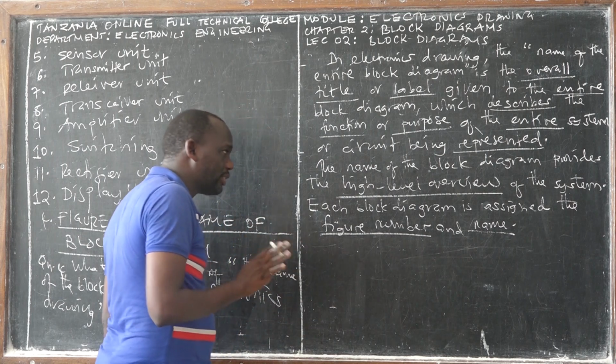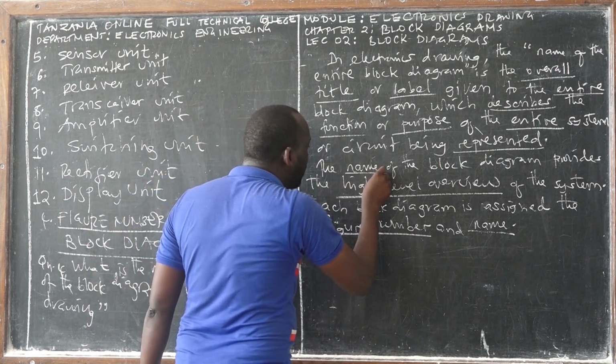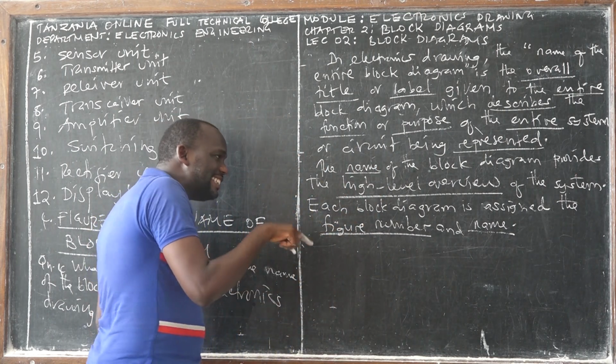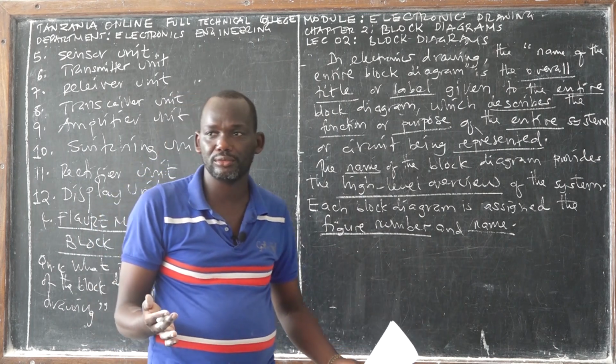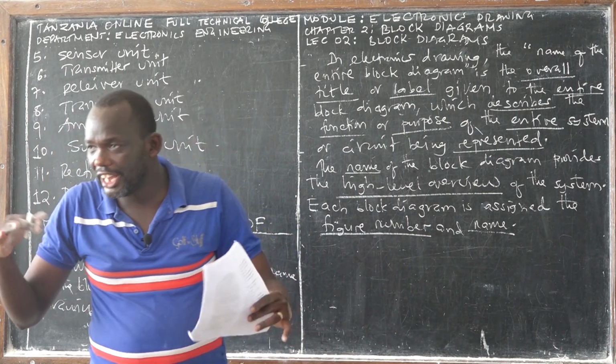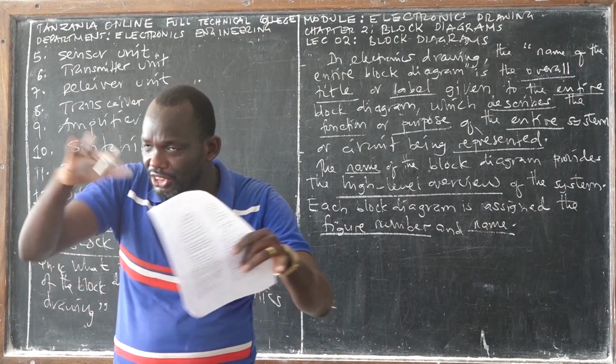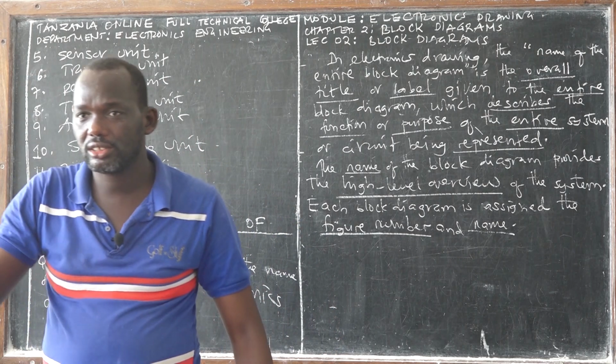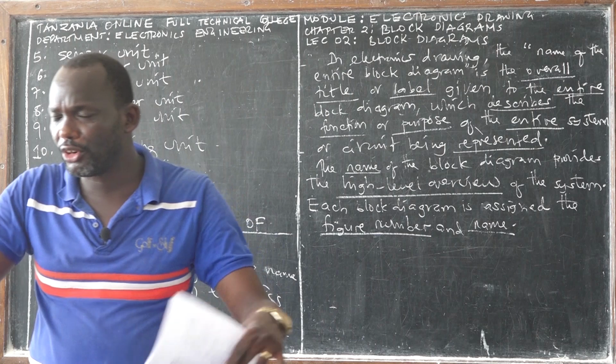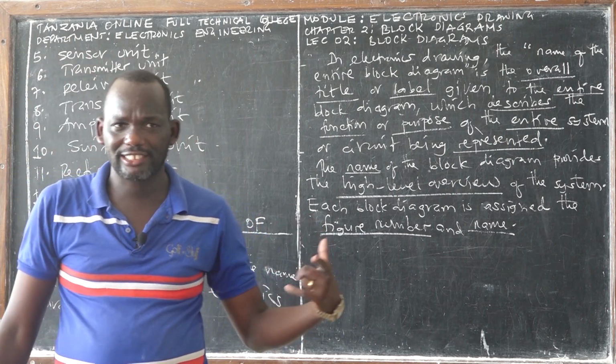Then another important sentence. The name of the block diagram provides the high level overview of the system. It gives you the high level overview. It does not give you details, but gives you a picture. That means high level. I gave you an example of high level.